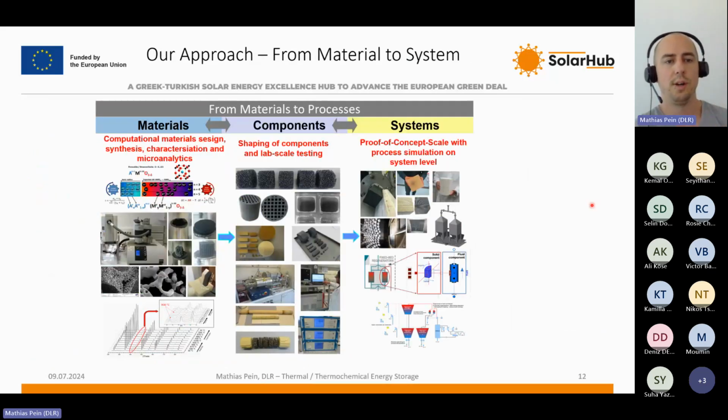So in our institute, we try to cover the whole process from materials development to components and shaping out of these materials and implementing these in larger systems. But since I am a material scientist and my line of work is mostly related to the development of materials and the shaping of the components, less so the implementation on a system scale, I'll speak a bit more about the materials and the components in the following slides.